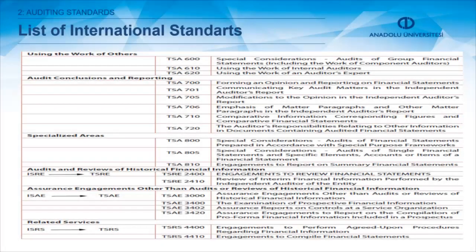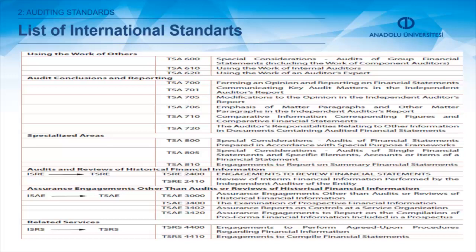And except audit standards, there is another group that audits and reviews of historical financial information. These are assurance services standards. In those standards, we can see ISRE, of which only two standards exist: 2,400, engagement to review financial statements, and 2,410, review of interim financial information performed by the independent auditor of the entity.